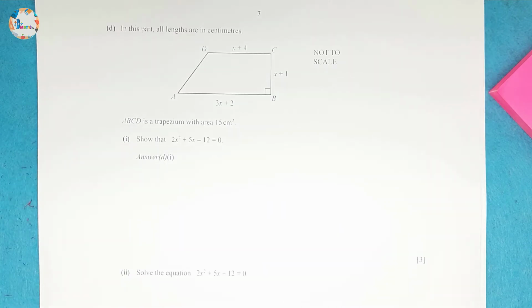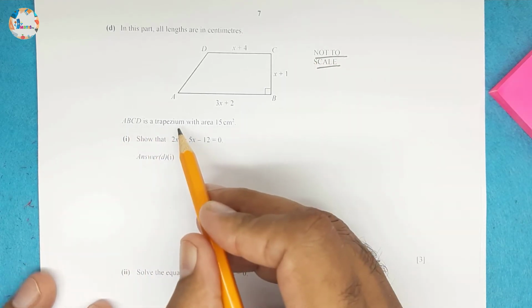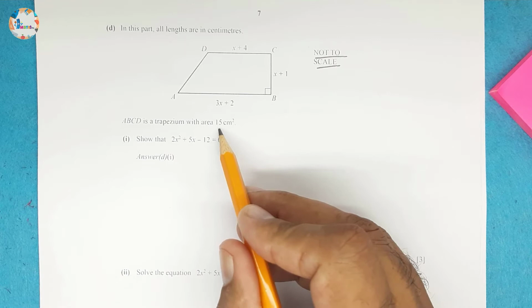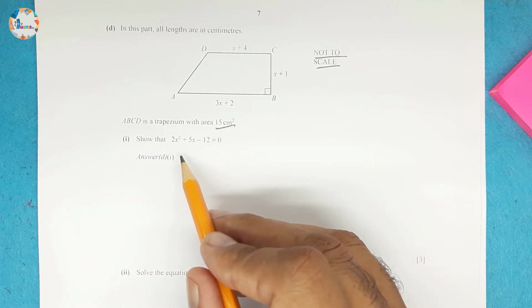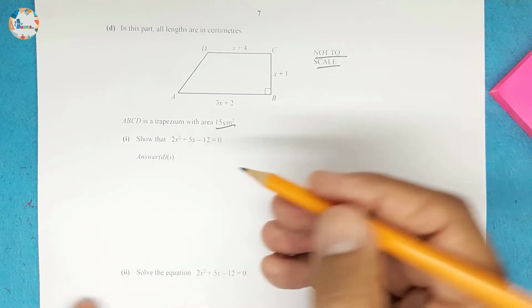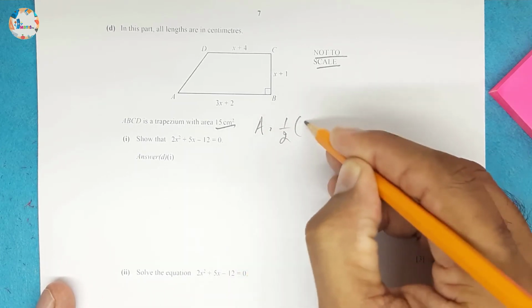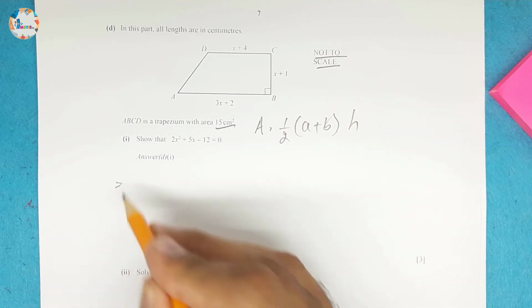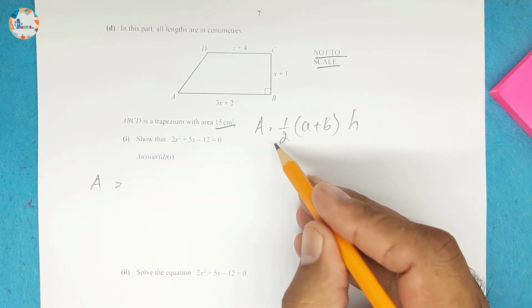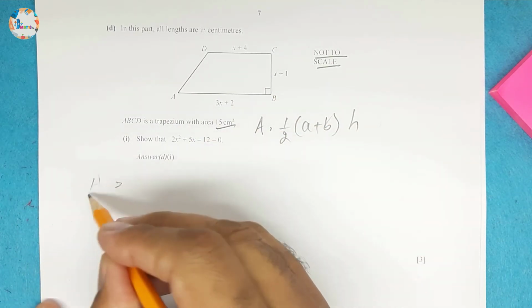Then D part. In this part all lengths are in centimeters. Diagram is not to scale. ABCD is a trapezium with area 15. Show that this is equal to this, which is equal to 0 basically. So area of a trapezium is equal to what? Area is equal to half into a plus b into h, which is the perpendicular height. So we can write here area, which is given as 15.